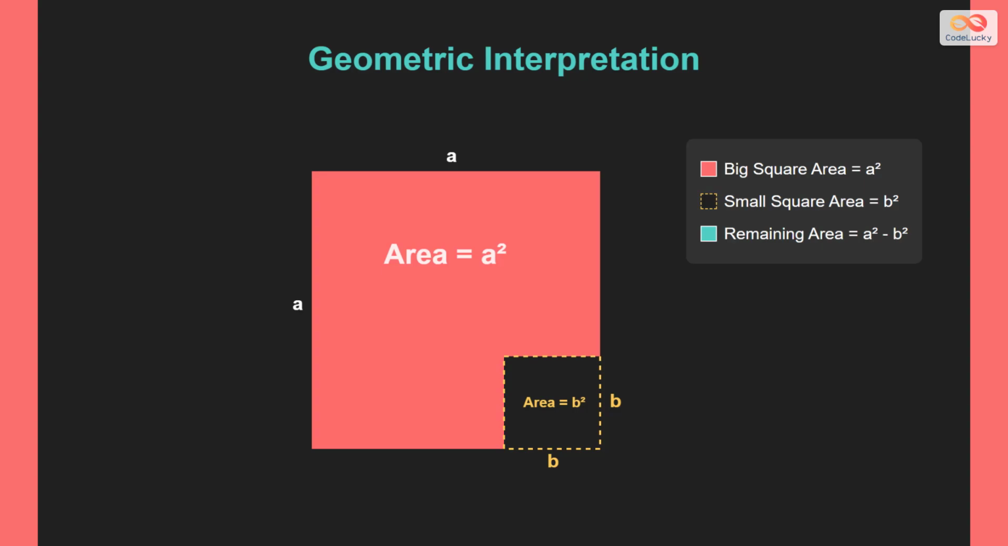Let's look at why this works using geometry. Imagine a large square with side length a, giving it an area of a squared. If we cut out a smaller square with side length b from the corner, the area removed is b squared. The remaining area represents a squared minus b squared.